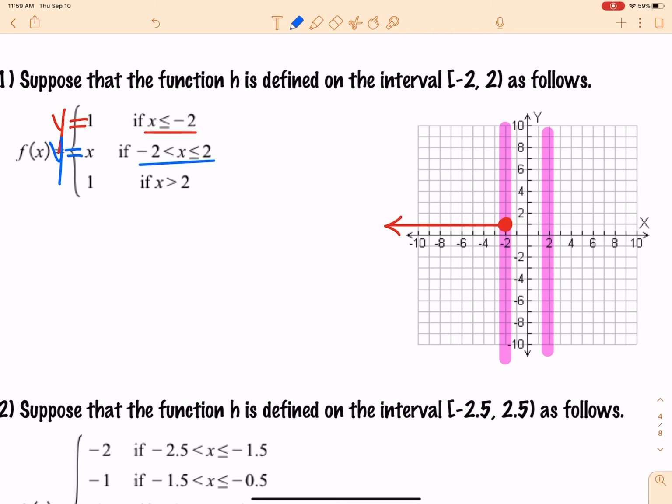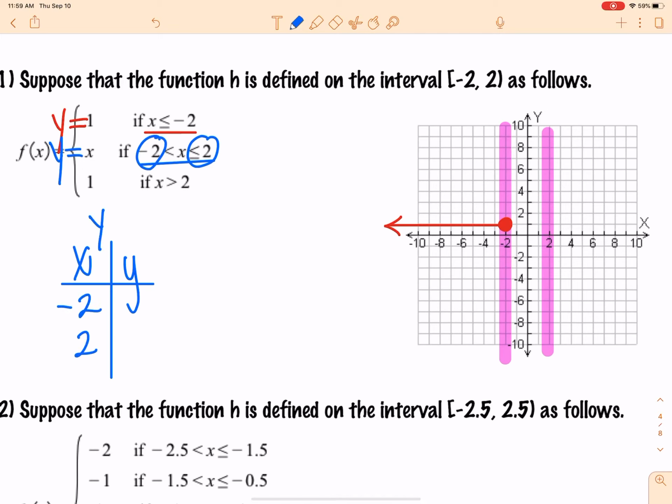So what I'm going to do is I'm actually going to use these points just to make my life easy. So I'm going to plug in -2 and 2 into y equals x. And obviously you're going to get -2 and 2. So plot those points and connect your dots.